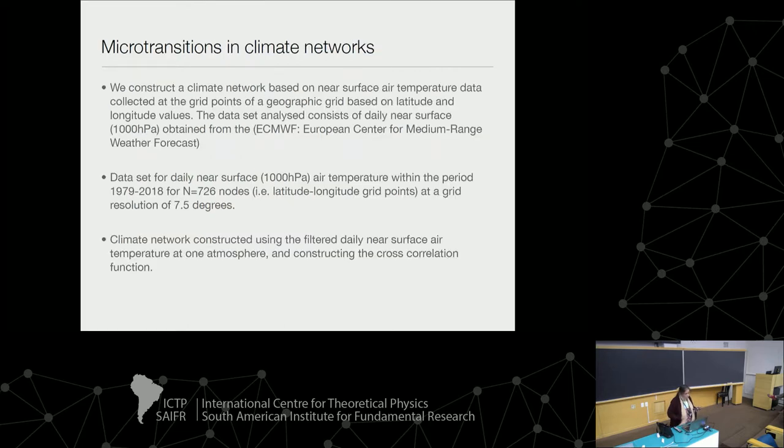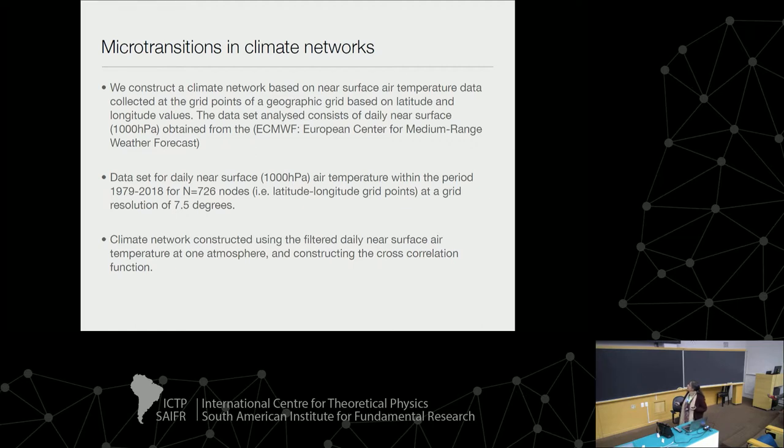But what we wanted to see was whether we could actually use this in order to make predictions in any kind of realistic way. Fortunately, I don't have to spend a lot of time introducing this. What we did was we constructed a climate network, which is based on near surface air temperature data collected at the grid points of a geographic grid based on latitude and longitude values. This is the data set we just analyzed, and it is freely available at this ECMWF site. So here is the actual site from which we got the data set.